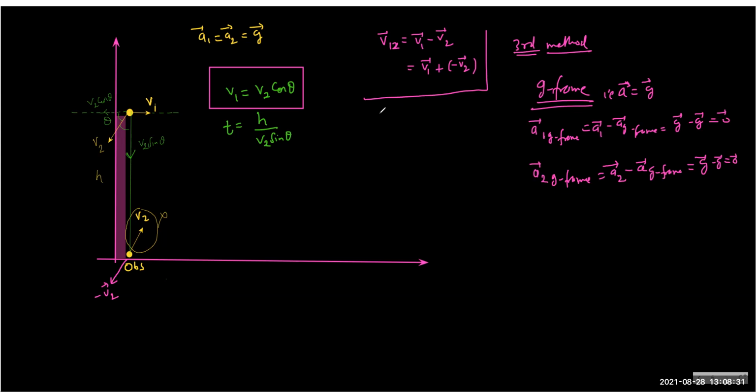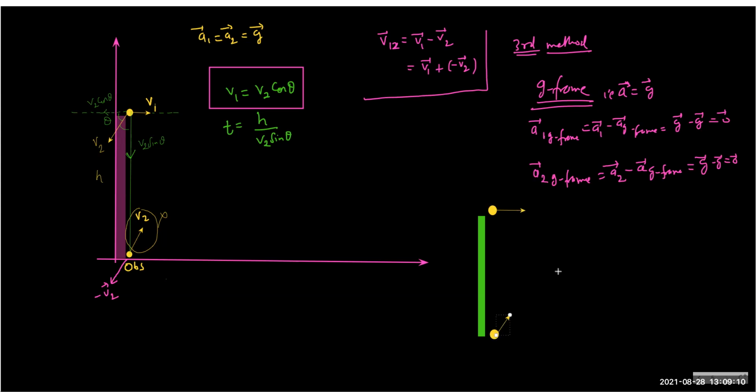So now the G frame is the fastest or the quickest method to solve any collision problem of projectiles. So how is this the fastest method? If you realize, the first particle was thrown in which direction? Horizontally. And the second was thrown at some angle.